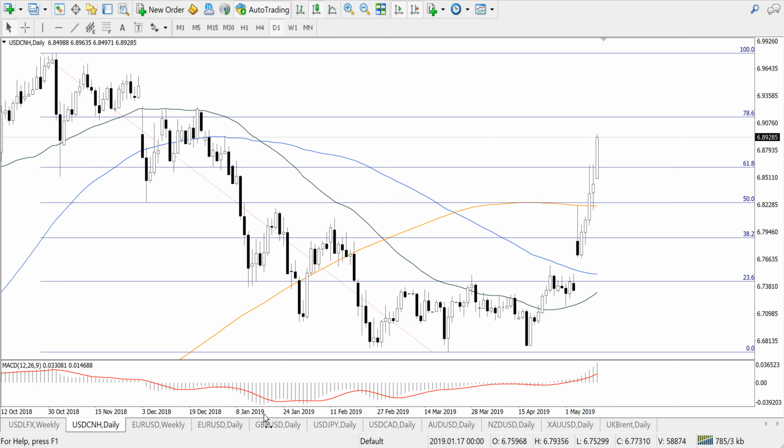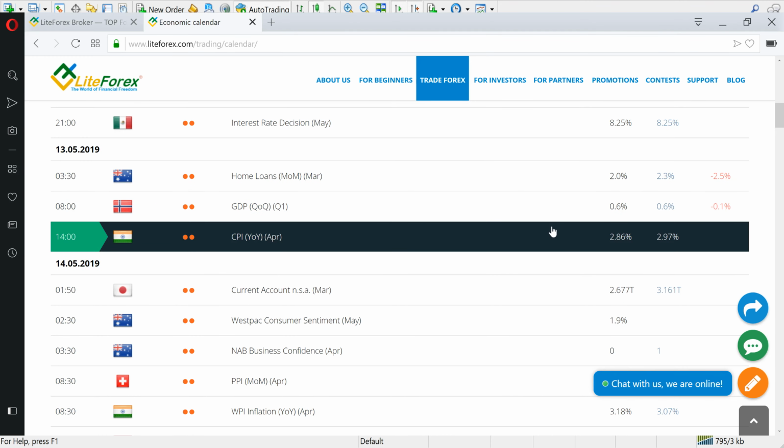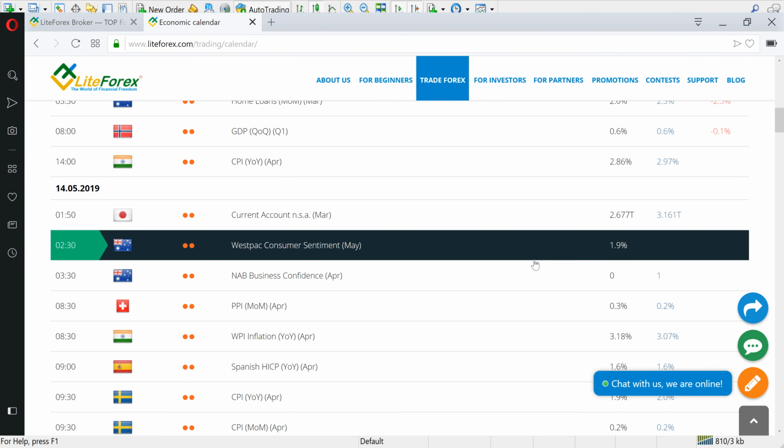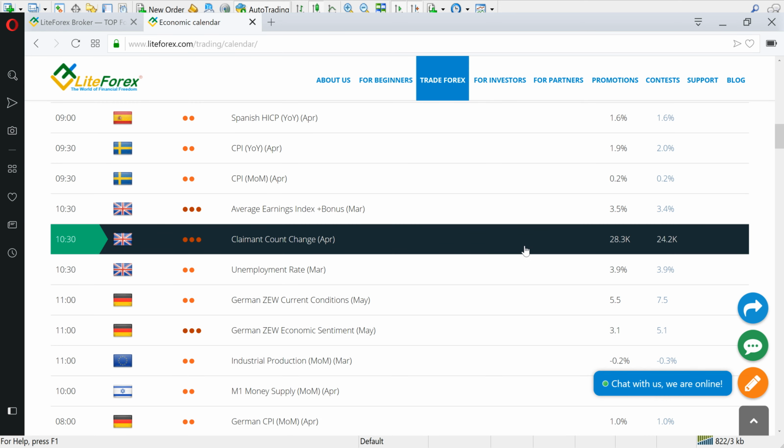Let's have a look at the economic calendar at lightforex.com to see which important events lie ahead this week, so that we could prepare for trading. We can say that there will be a lot of events scheduled. It's possible to pay attention to Westpac Consumer Sentiment Index, which will be released in Australia on Tuesday. Also on Tuesday, Britain will release employment data, average earnings, and climate account change.